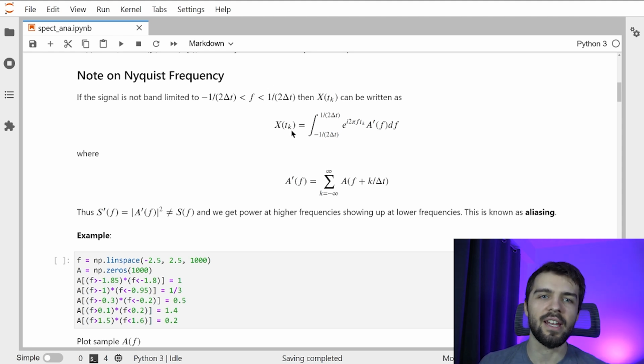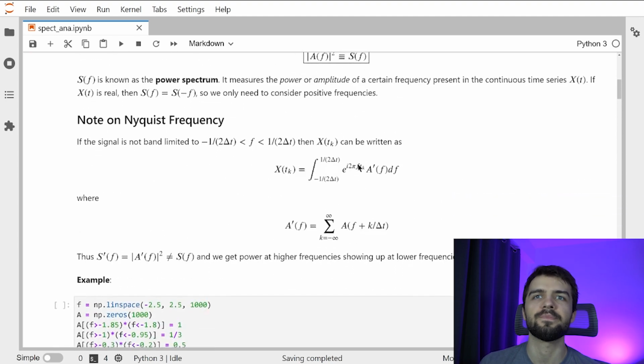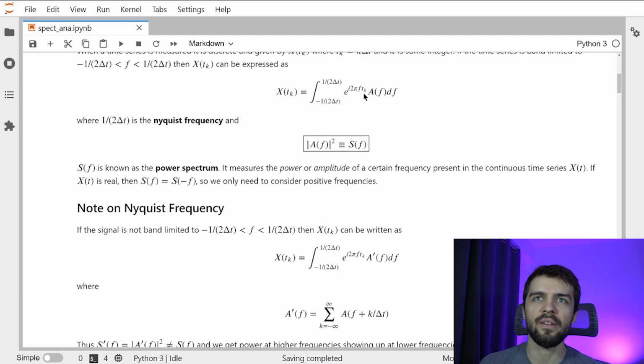So what that means is that in our measuring device, which samples every delta t, maybe delta t isn't short enough to pick up on really high frequencies. There's stuff going on in between. Well, then x of tk can also still be written as this integral from -1 over 2 delta t to 1 over 2 delta t. So we can choose the same bounds here, but all of a sudden we have this a prime of f. So we don't have a of f here anymore.